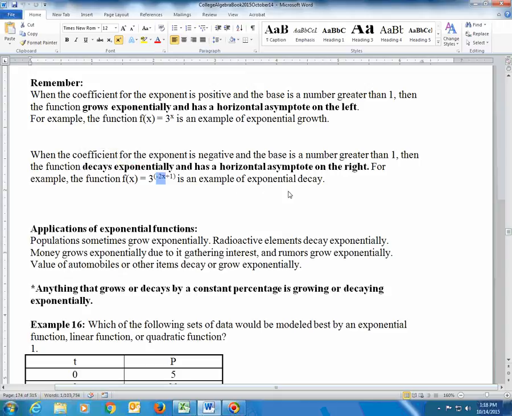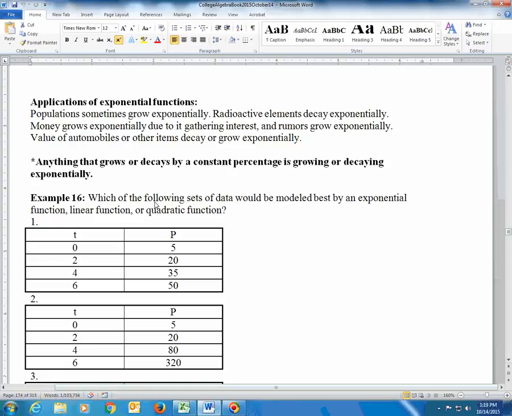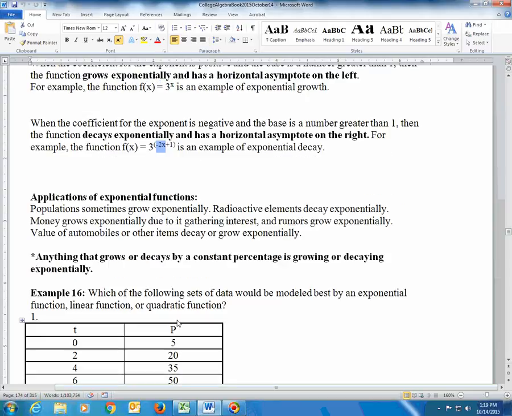Exponential decay comes down and levels off on the right. So the limit as x approaches infinity would be whatever the horizontal asymptote is, and for this one it's 0. So the limit as x approaches infinity would be 0. On the left-hand side, it's approaching infinity. So that's pretty much it with the graphs of exponential functions.